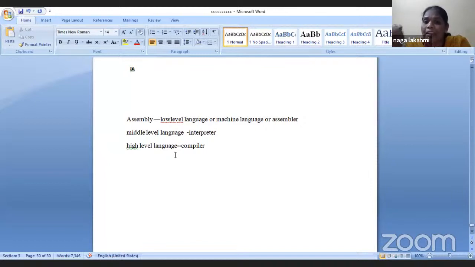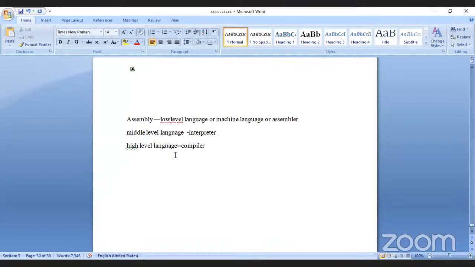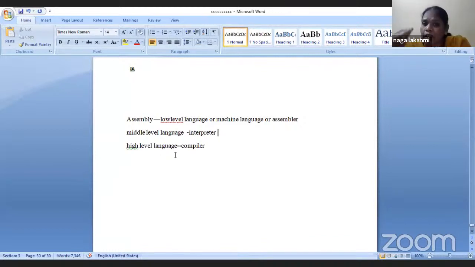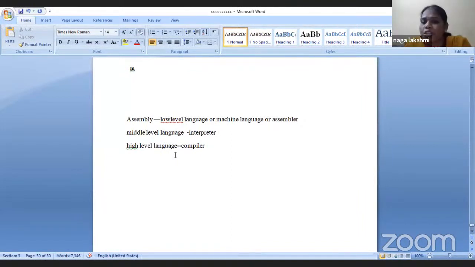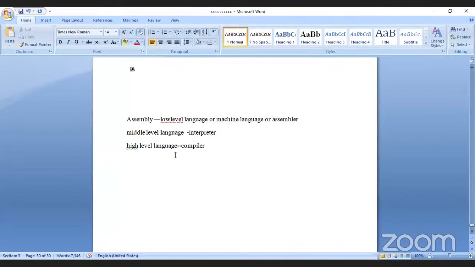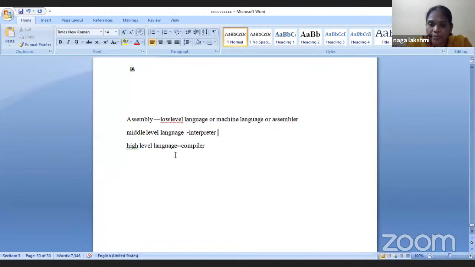What does the assembler mean? Low-level language. Interpreter means middle-level. Compiler is high-level. Now you understand how they execute. Everyone understood this? Yes, ma'am. Very good. Now, next we are going to do.